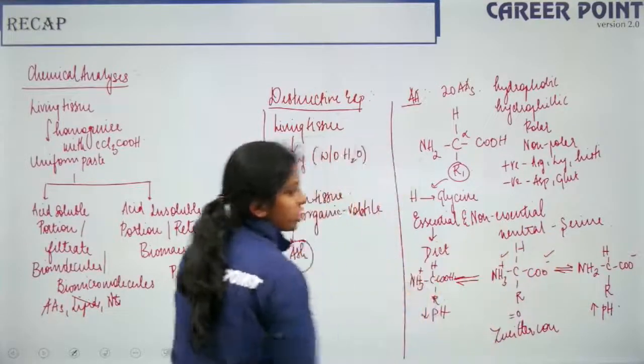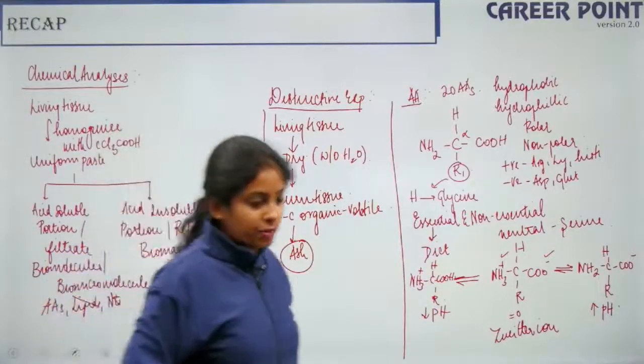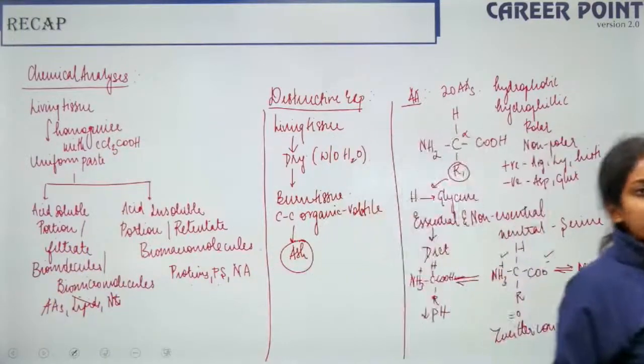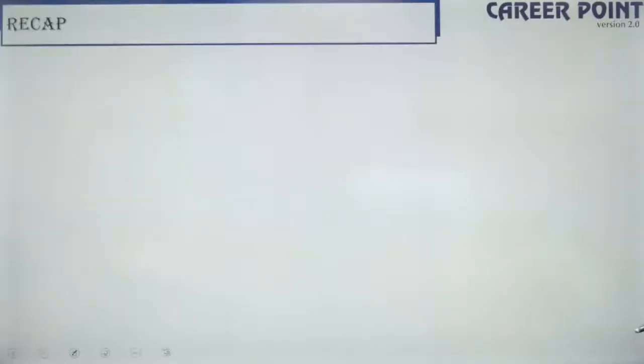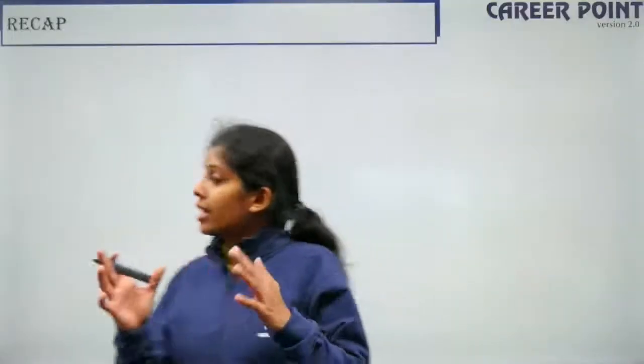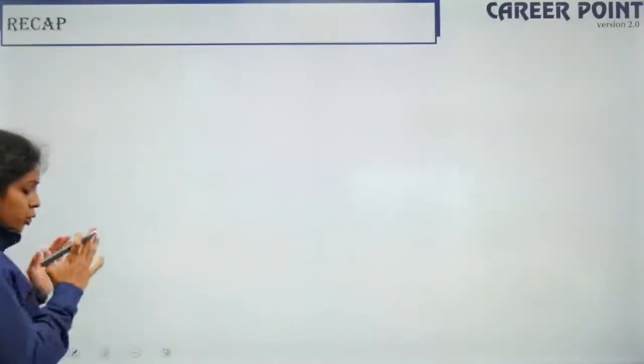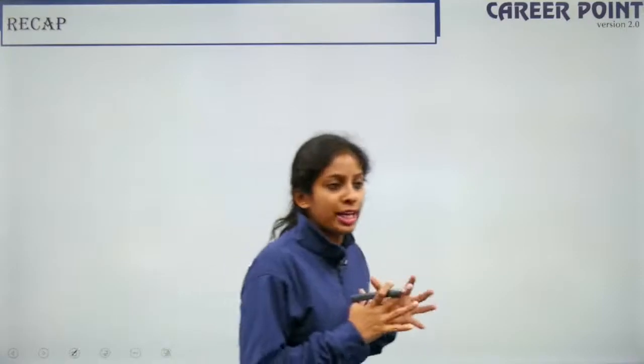So this is the zwitterion stage of your amino acid. This is where we stopped about amino acids, and then we went on to talk about your lipids. So lipids are low molecular weight compounds.